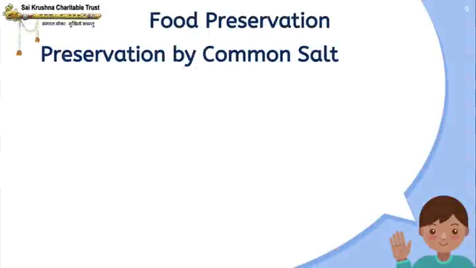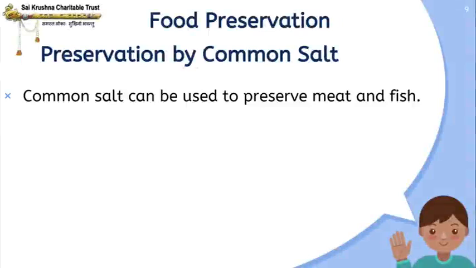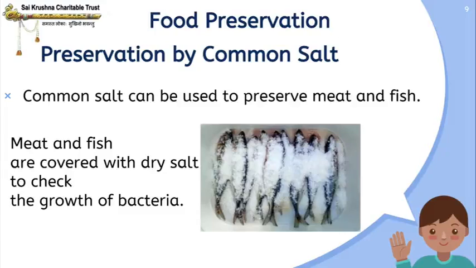Next is the preservation by common salt. Common salt can be used to preserve meat and fish. Meat and fish are covered with dry salt to check the growth of bacteria. We can see that the meat and fish can be covered fully with common salt, and this reduces the growth of bacteria because it absorbs all the moisture from the meat and fish. The water content is absorbed, which henceforth checks the growth of bacteria. It doesn't allow bacteria to grow. So, this is preservation of meat and fish by common salt.